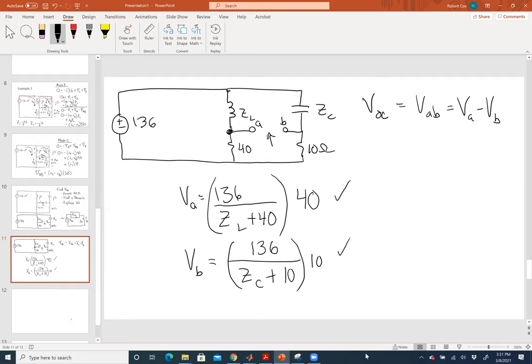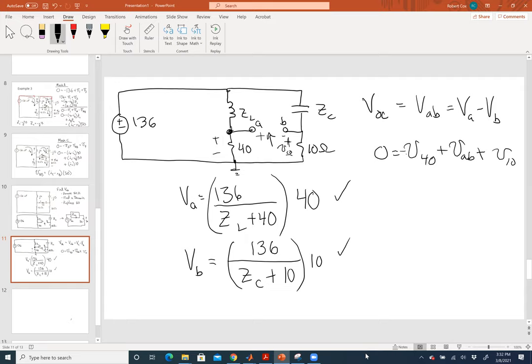So if you want to think about how I got VAB, think of it as I go around: here's V40, here's V10. If I did that KVL, I would say 0 equals minus V40 plus VAB plus V10. So I go around, over, and then down. That's how I'd see VAB would be this voltage here minus this voltage here. Okay. All right. 40 and 10.